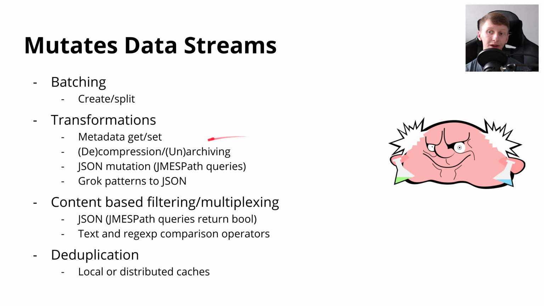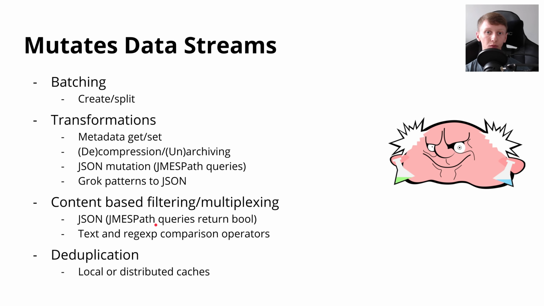They can do transformations, so you can use metadata to set the content of a message, and also the other way around, you can use the content to change metadata. You can do compression and archiving in either direction. You can do arbitrary JSON mutation to a payload, and that's with JMESPath queries, which is very similar to JQ syntax. It's very powerful. You can do grok.